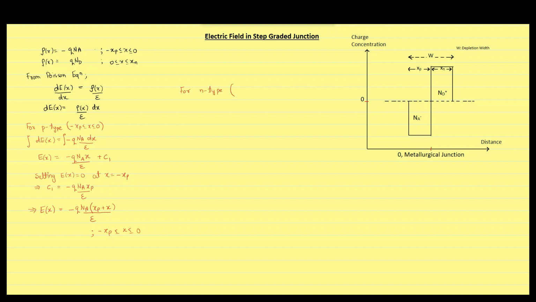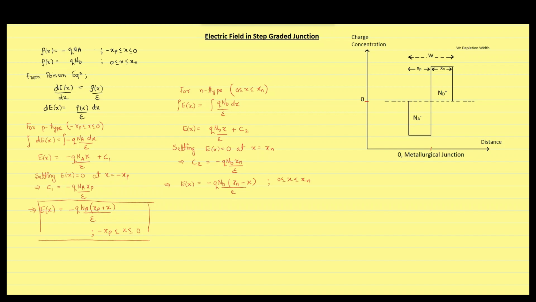Similarly, we can find the electric field for the n-type region. Here C2 is another constant of integration, and we can find the value of constant of integration C2 in a similar manner to the way we found the value of C1. Therefore, we will get the electric field for the n-type region to be equal to, these two equations together provide the intensity of electric field present in the depletion region.